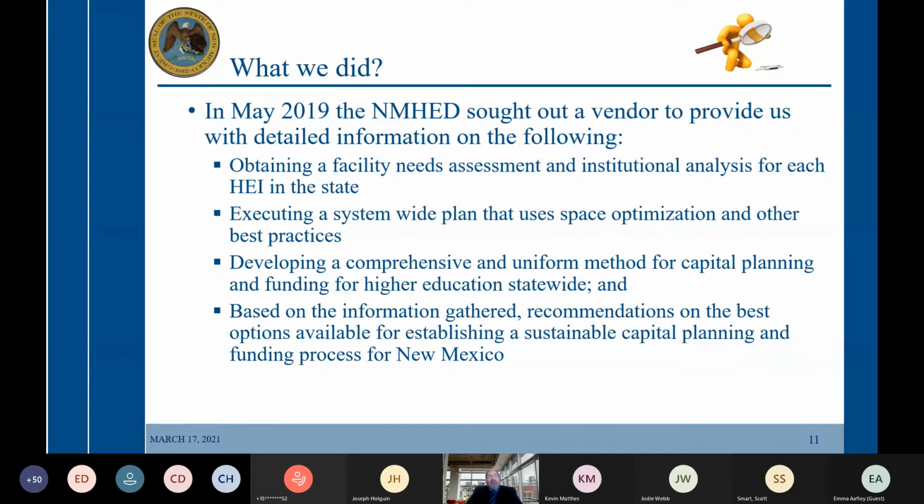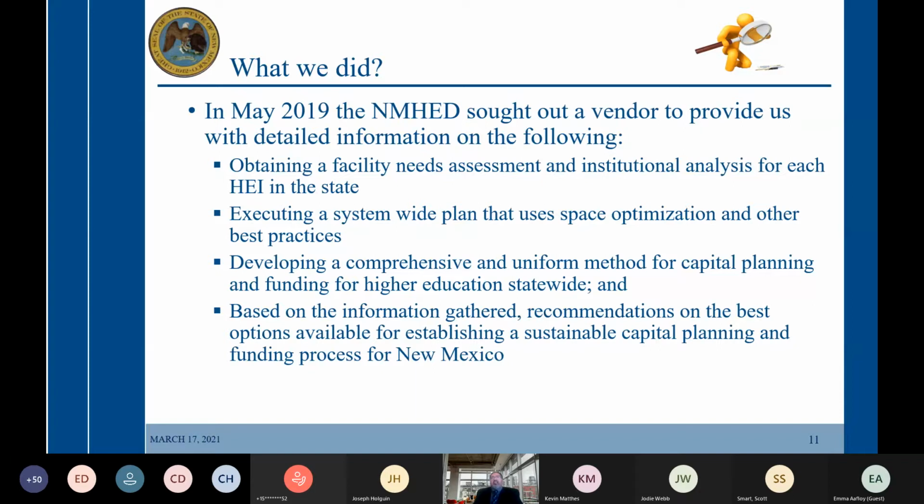We asked for someone who could obtain a facility needs assessment and institutional analysis for each of the HEIs in the state, executing a system plan that uses space optimization and other best practices, develop a comprehensive and uniform method for capital planning, and then, based on all of this information gathered, give us some recommendations on what we could potentially do or change or adjust in our process in order to meet the requests that we had been receiving from the legislature.